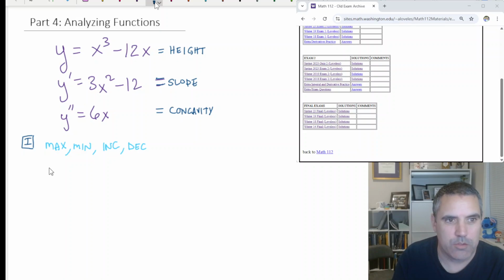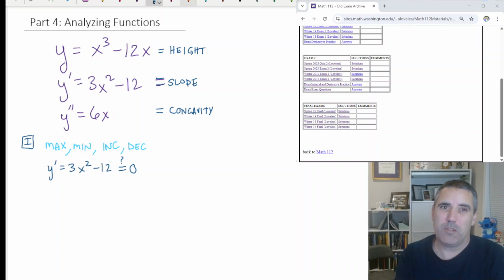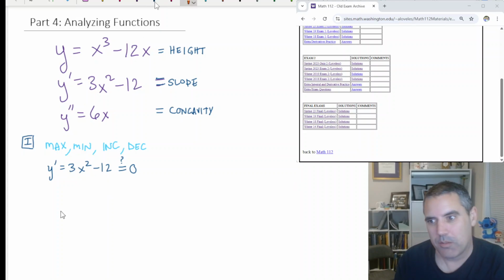So you take the first derivative, y prime, and you find when it's equal to 0. The reason we find when it's equal to 0 is because the places where the slope is 0 are valuable to us. They're the high points and low points. They also tell you when you stop increasing or decreasing. So that's step 1.